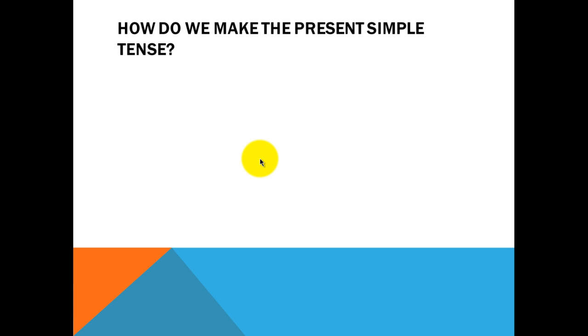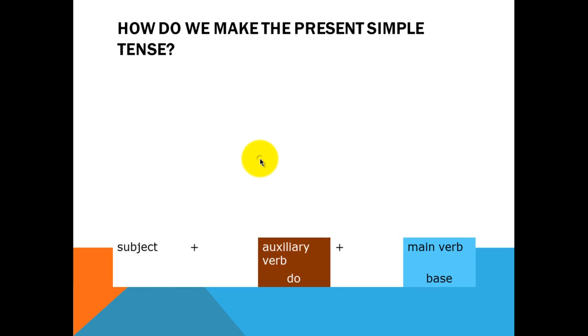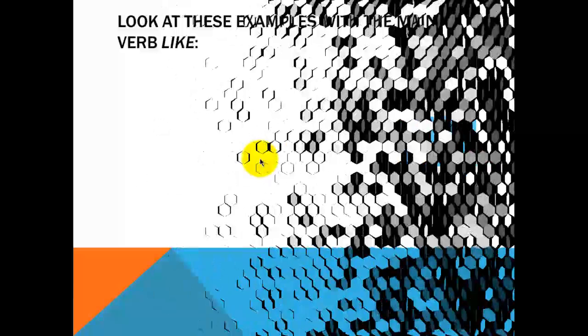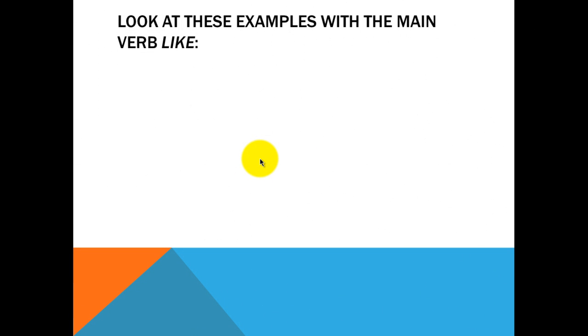How do we make the present simple tense? It's quite simple, actually. All we need is the subject. We add it to the auxiliary verb do, plus the main verb. So, let's look at these examples with the main verb like.